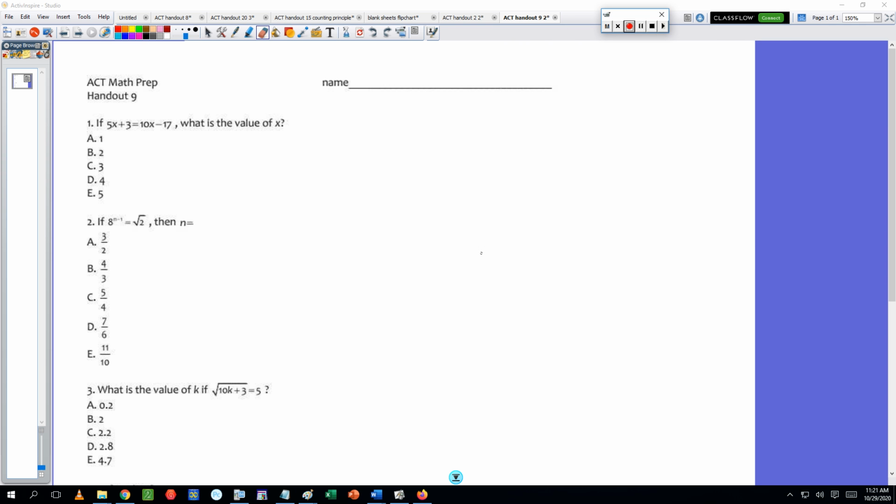Hey, watch me make a key for this handout right here. So problem 1, we have 5x plus 3 is equal to 10x minus 17.